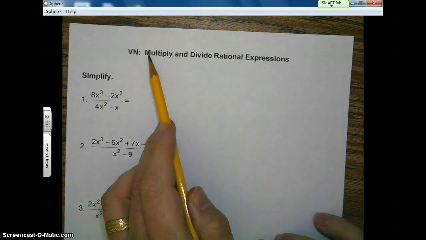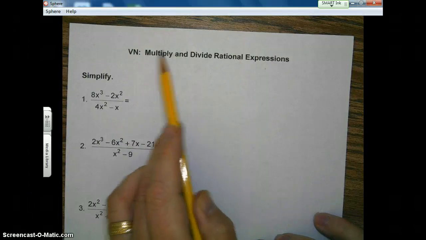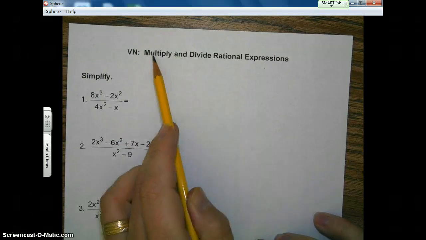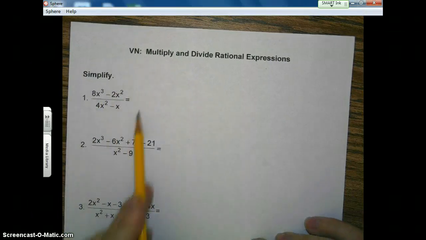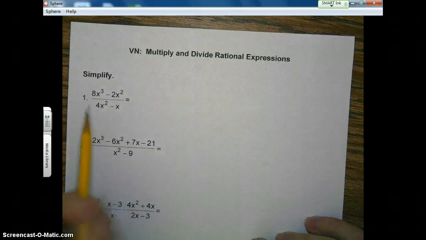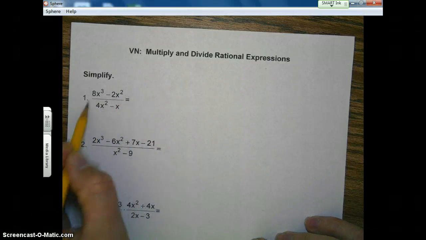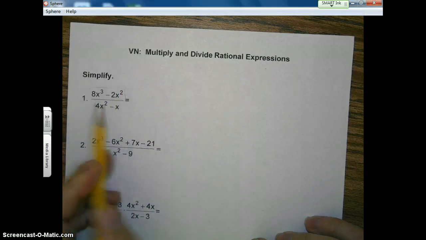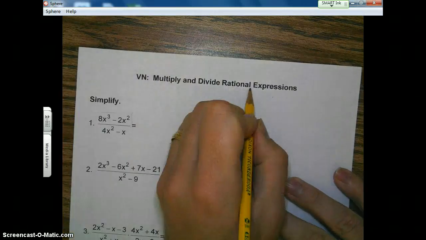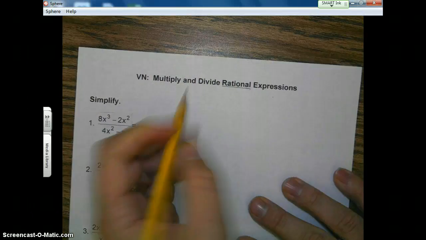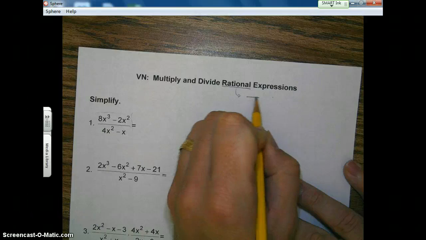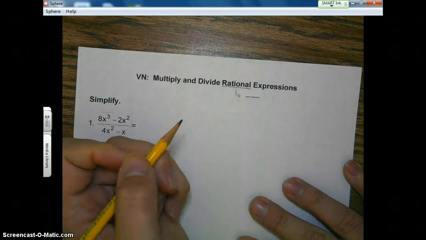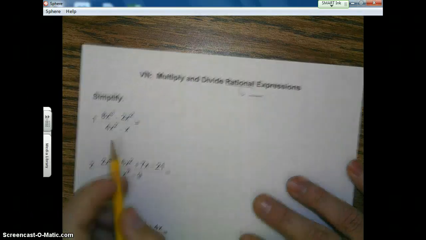So let's just do some simplifying first, because before you can multiply and divide, you may want to simplify your rational fraction. So here we have a rational expression. This expression right here is a rational expression because of this line. A rational expression is an expression with a division symbol here. So it's like a fraction.